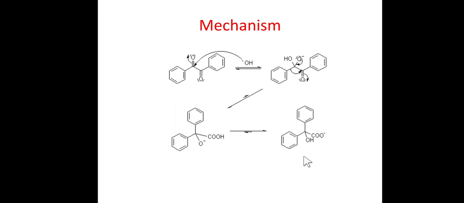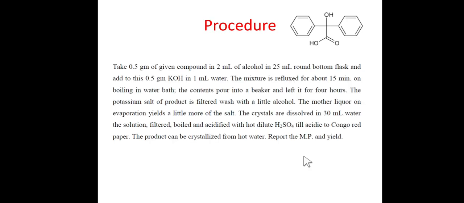So let's see in the laboratory how we are going to perform this experiment. The procedure for the synthesis of benzilic acid from benzil is very simple. We need to take 0.5 gram of the given compound, that is benzil, in 2 ml of alcohol in a 25 ml round bottom flask. Why do we need a round bottom flask? Because we are going to reflux this mixture. To this we need to add 0.5 gram of KOH in 1 ml water. So this is a KOH solution.